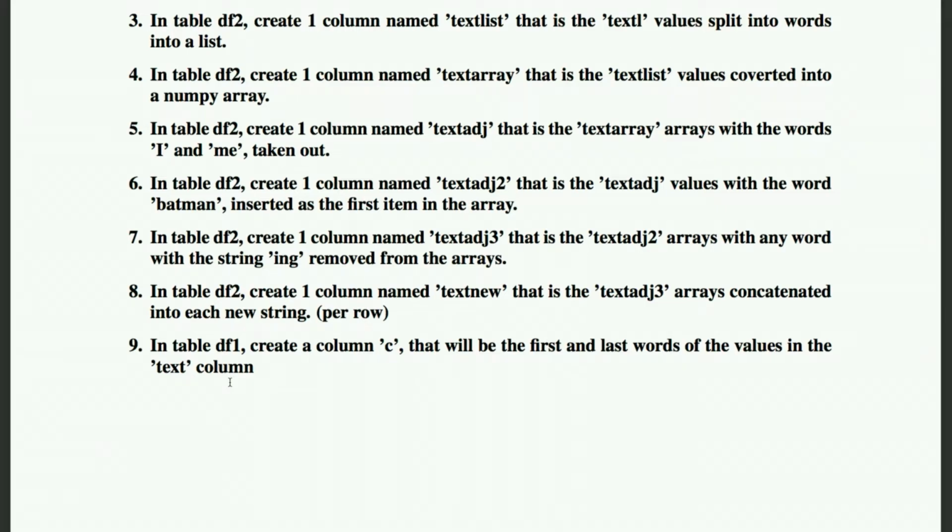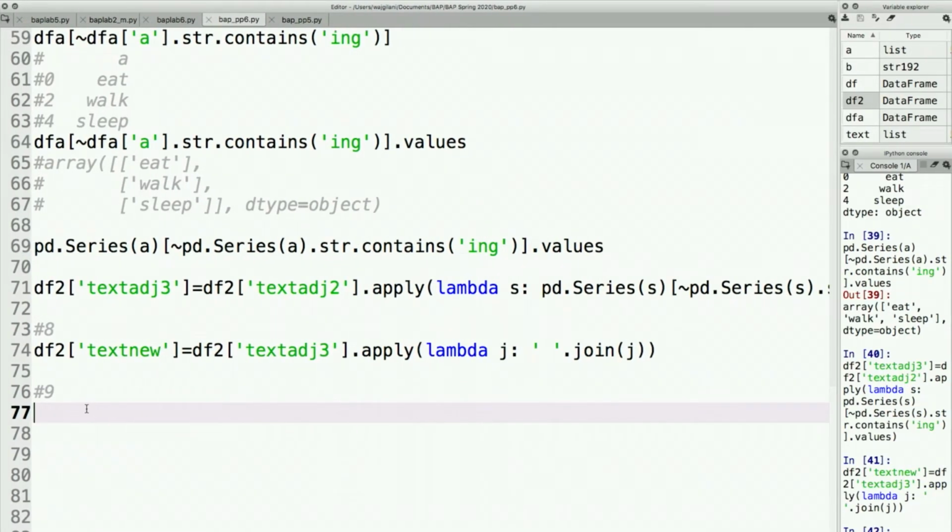I don't say give me a NumPy array, and I don't say give me a text. Basically, I want to create a sentence with just the first and last word of the text column in df1. And we can basically use all the tricks we just did, right?